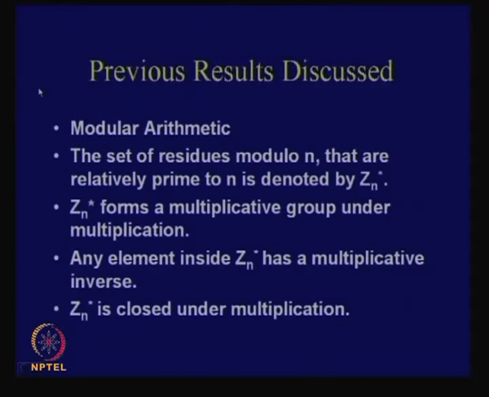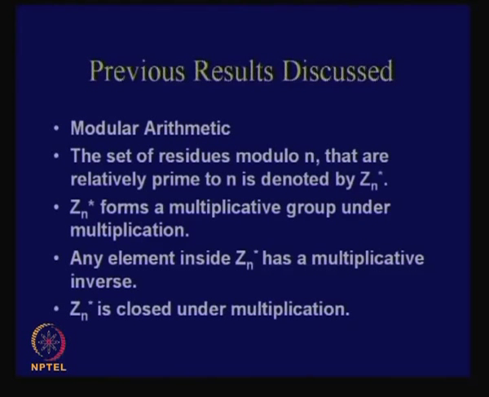So, previous results: if you remember, last time when we studied number theory, we studied modular arithmetic. The idea was that Zn star was used to denote the set of residues modulo n that are relatively prime to n. I hope you remember this notation. Zn star means that if n is any given number, not necessarily a prime, then all those elements, when reduced modulo n, have to be co-prime to n. They should not have any common factor with n except 1. Zn star is used to denote that particular set.